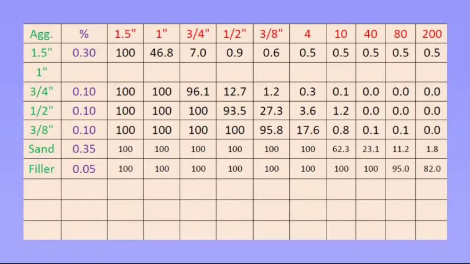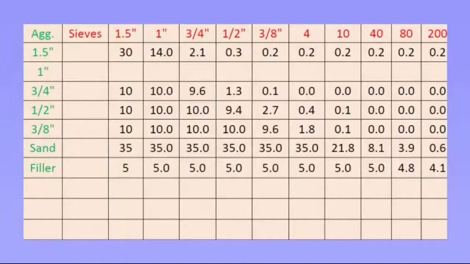And the passing percentage of 3/8 inch is also multiplied by 0.10 because it is also required 10%. Now sand is required 35%, so all passing percentages will be multiplied by 0.35, and filler is required 5%, so all passing percentages will be multiplied by 0.05. So now the individual percentages will be multiplied and all values will be changed into new values.